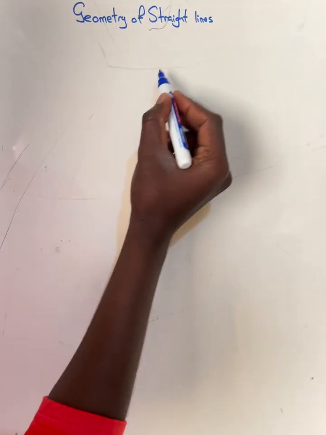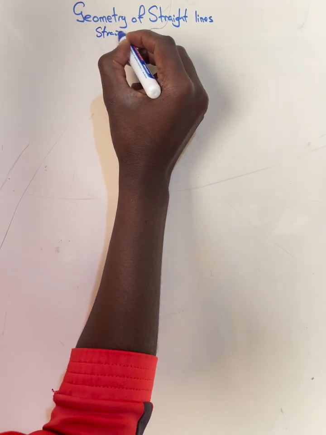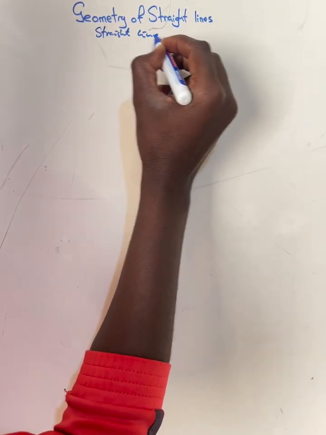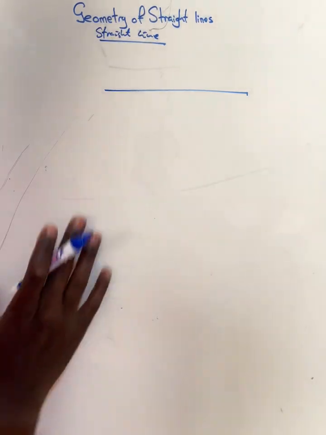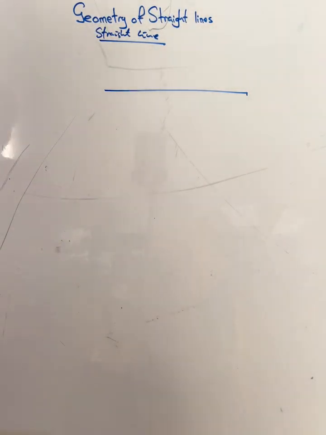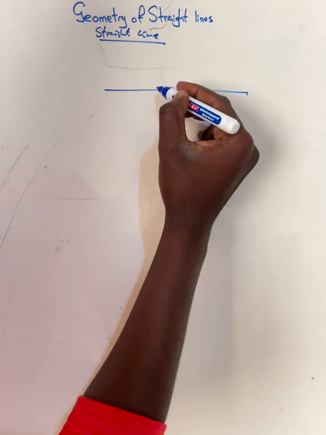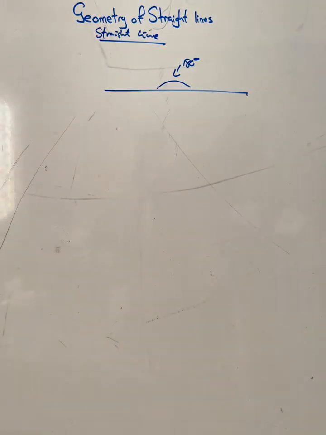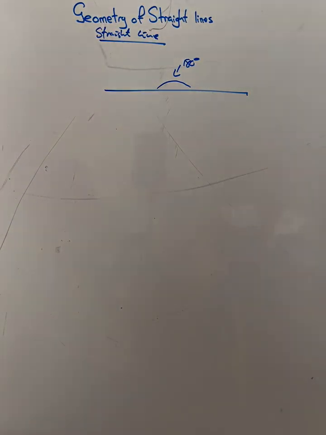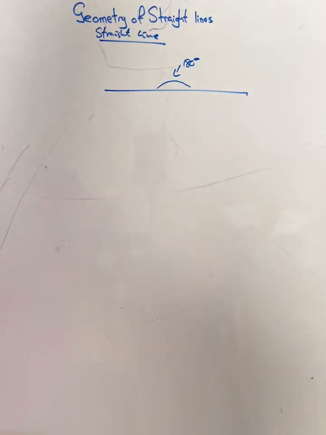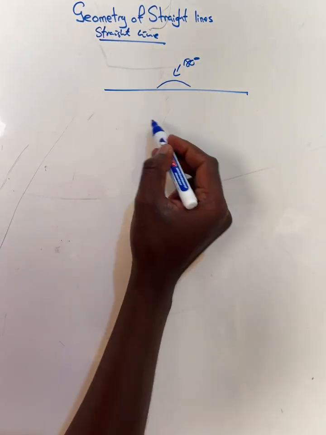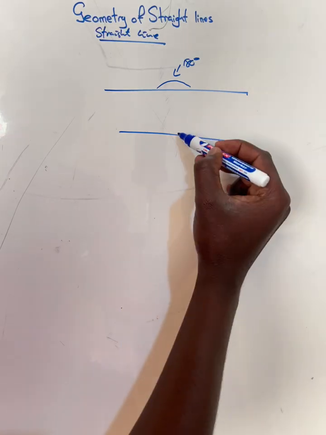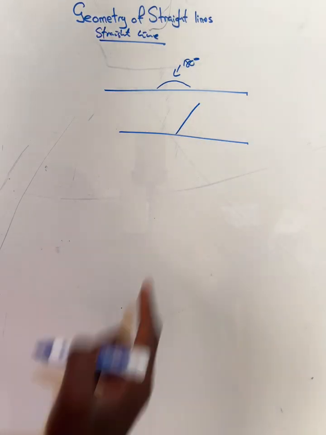So, if I draw a straight line here, one of the first things that you're supposed to understand is the fact that on a straight line you've got 180 degrees. So a straight line always, you must know that it has got 180 degrees. Then from there, if we go ahead and divide this straight line into two different parts, I will draw a second straight line here, and then I divide it into two different parts.